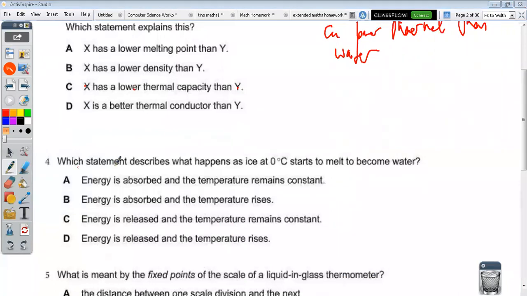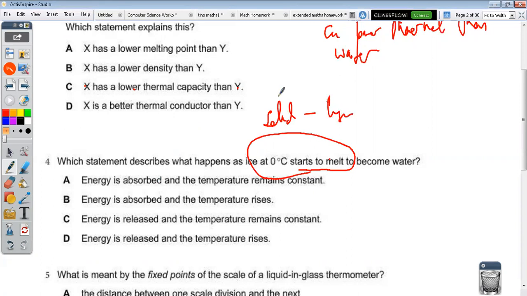Which statement describes what happens as ice at 0 degrees starts to melt and become water? What did you say at melting? We said temperature remains constant. At melting, at boiling, at freezing, at condensation, temperature remains constant. Melting is solid to liquid. When that is happening, temperature remains constant. Why? Because energy is being absorbed, and the temperature remains constant. Clear? Making sense?